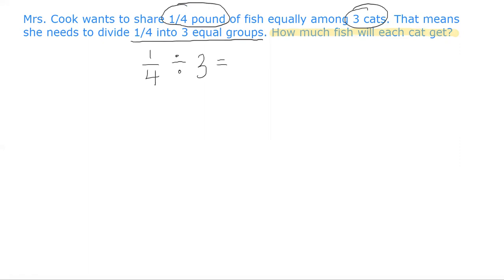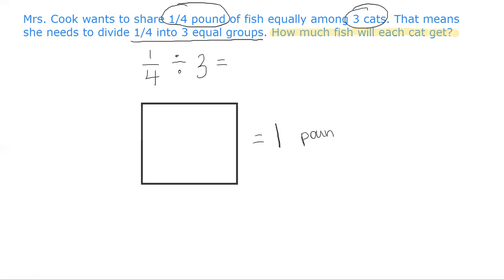So we're going to draw a model to represent the 1/4 pound of fish. So think about what a whole pound of fish would look like. I'm just going to use a square to represent this. So this square is equal to 1 whole pound. But we know that Mrs. Cook does not have the whole pound, she only has a 1/4 pound. So I'm going to go ahead and divide this square into 4ths.